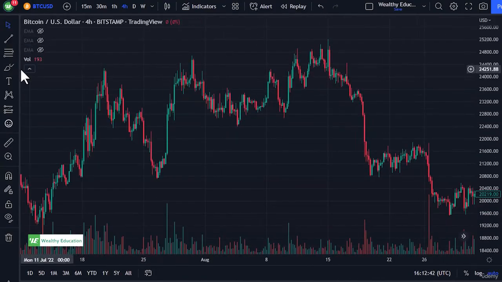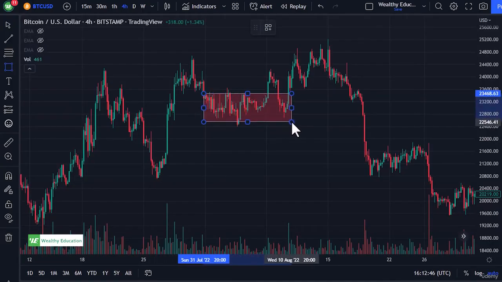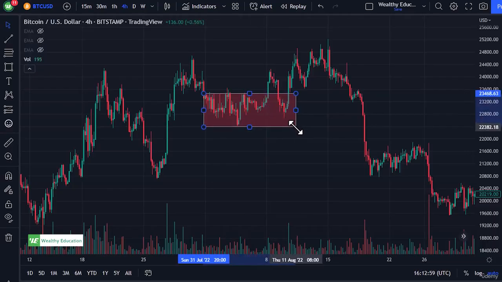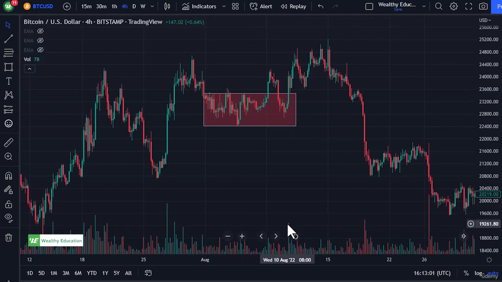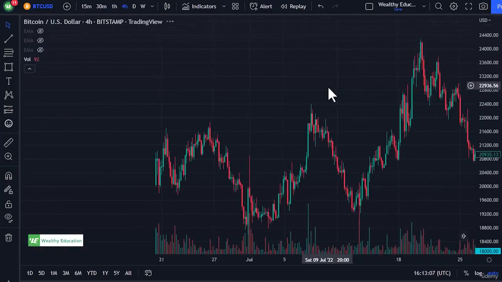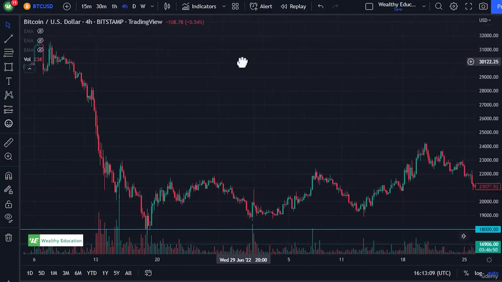So, here's an example of Bitcoin consolidating right here in like a rectangle. Notice this candlestick here saw a bit of volume. But when we came back, we struggled a minute. And when we came back to the same rectangle, notice this candlestick kicked off a rally. That's typically how people will use it.